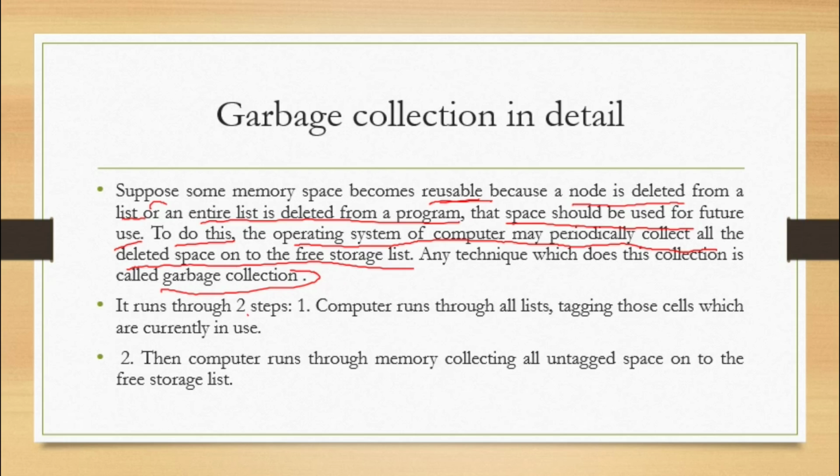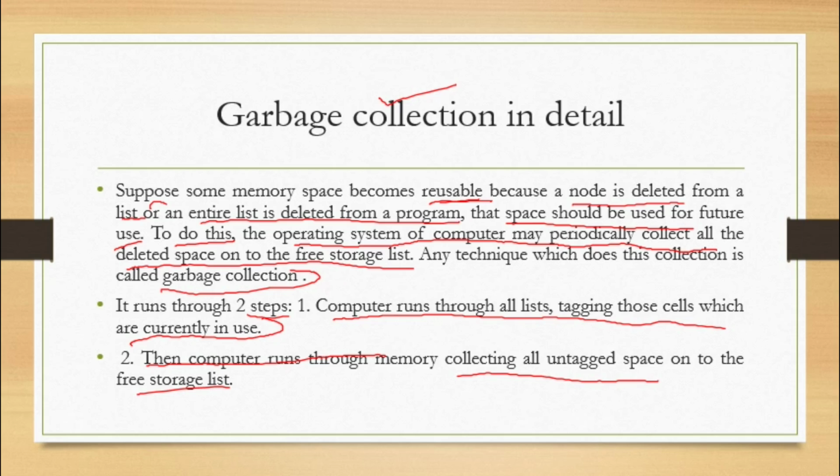So it runs through two steps. One is that the computer runs through all lists, tagging those cells which are currently in use. This is the first case which we discussed, where information is there. This is the second case: then the computer runs through memory, collecting all untagged space, that is the free space, on the free storage list. Because that is how garbage collection is done.